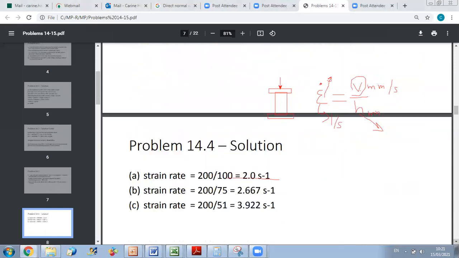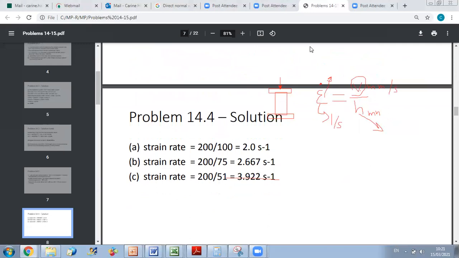So here, by application of the formula, I can calculate the strain rate at different heights, and it will be clear that as I decrease the height, the strain rate will increase. Okay, so as you can see, the formulas of chapter 14 are very simple. You have just numerical applications.